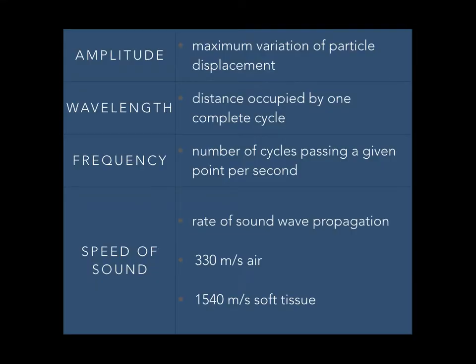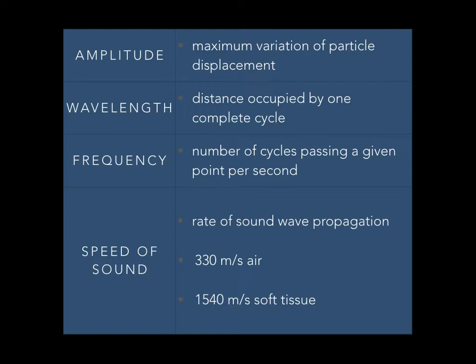Other important properties of the sound wave are frequency and the speed of sound. Frequency refers to the number of cycles per second. Unit of frequency is hertz. 1 hertz is 1 cycle per second. Frequency of human hearing is 40 hertz to 15 kilohertz. Medical ultrasound uses frequencies between 2 and 10 megahertz.